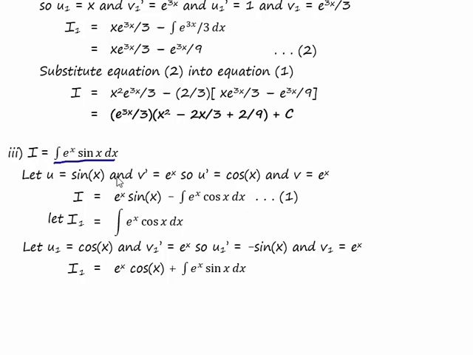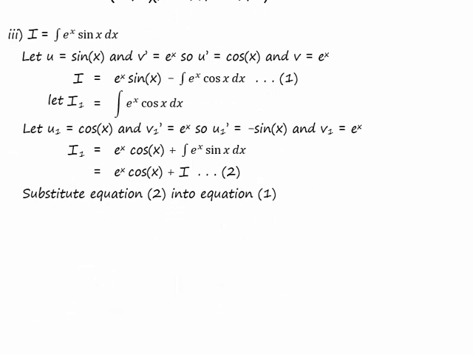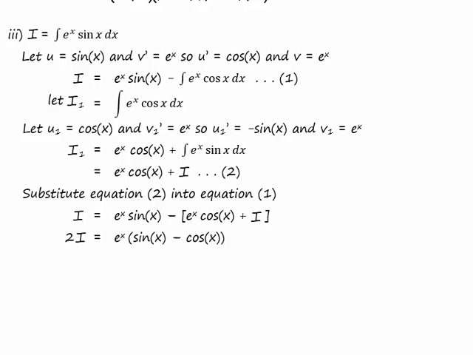Now e to the x sine x is where we started, so I can replace this term with I, and that's my equation 2. Now I'm going to substitute equation 2 into equation 1, so I equals e to the x sine x minus e to the x cos x plus I. If I expand this bracket, this will become minus I, and I'll take it across to the left hand side. So 2I equals e to the x bracket sine x minus cos x. So I is equal to e to the x over 2 bracket sine x minus cos x plus a constant.